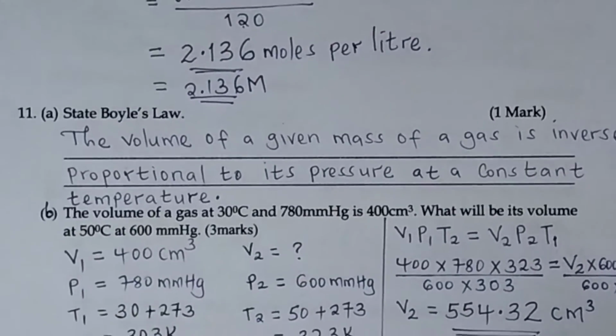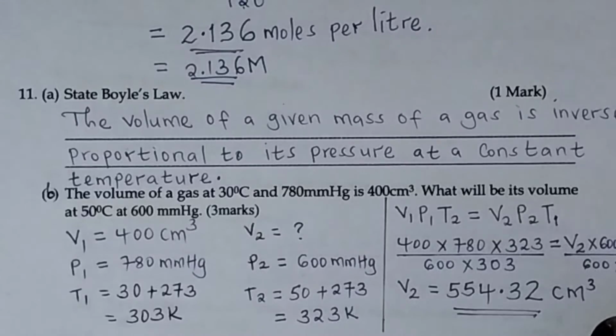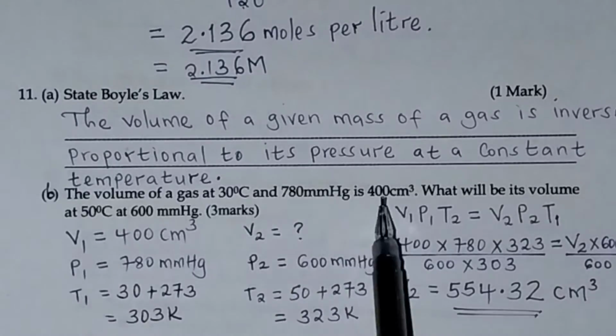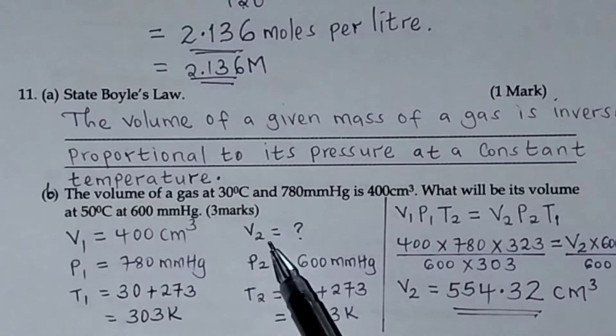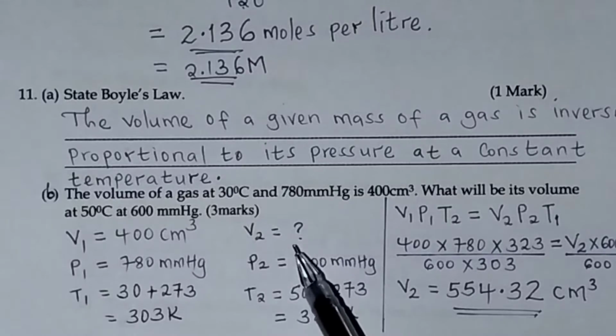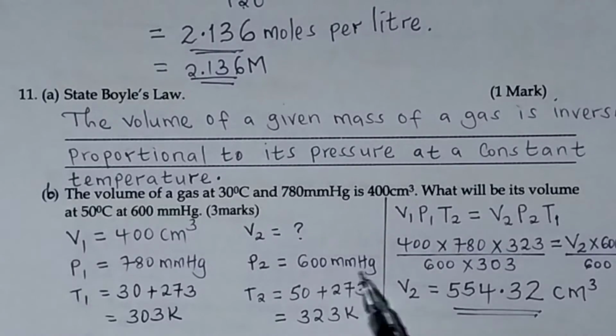So here we are supposed to have our data like this. Volume 1 is 400 centimeter cube. Pressure 1 is 780 millimeter mercury. Temperature 1 is 30 degrees Celsius, so we have to convert it to Kelvin by adding 273. We get 303. Volume 2 we don't have, it is what we are asked. Pressure 2 is 600 millimeter mercury. Then temperature 2 is 50 degrees Celsius given, but we have to add 273 to convert it to Kelvin, which we are going to get 323 Kelvin.